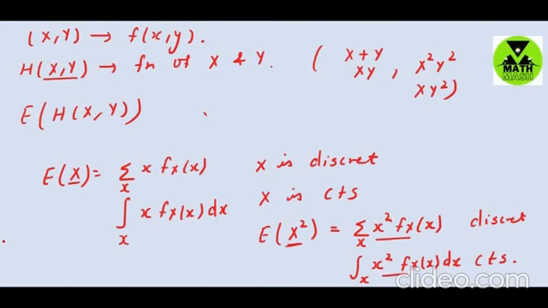Here we have a single random variable, that is x. Now if we have two random variables or a function of two random variables, that is x plus y, xy, x square, y square, xy square, then how are we going to compute the expected value? Just the first one: if we want to find the expected value of xy, because here we have a function of two random variables, we'll take summation if x and y are discrete, and if it is continuous, then we'll use integration.